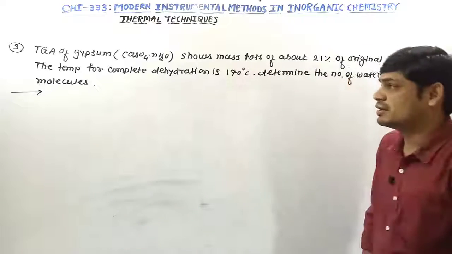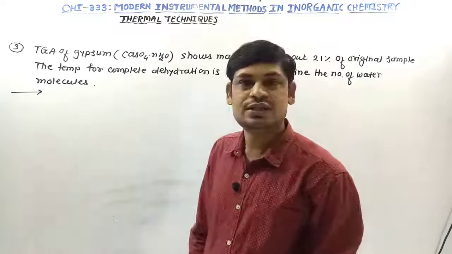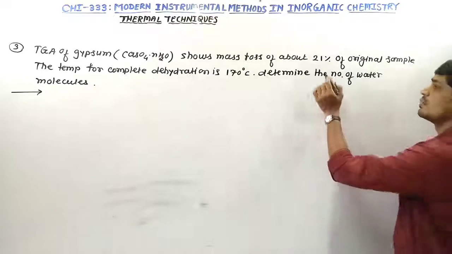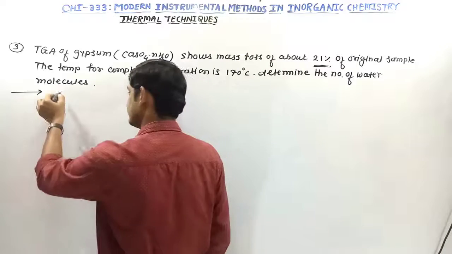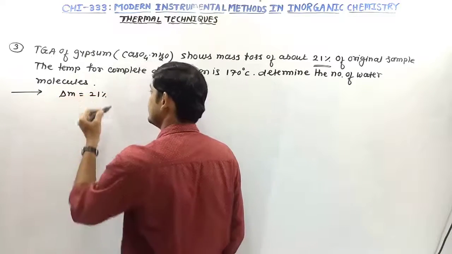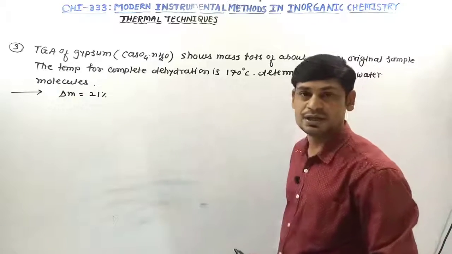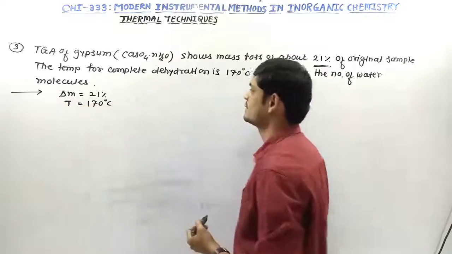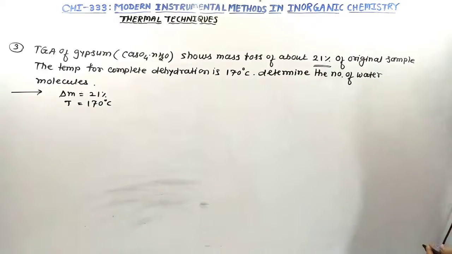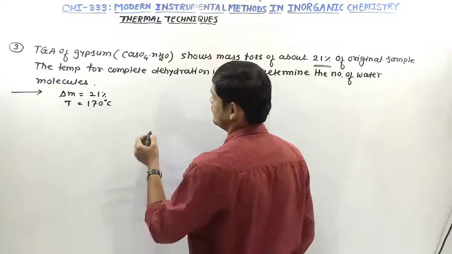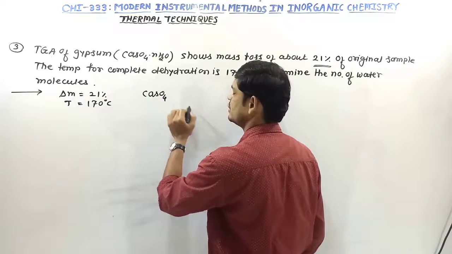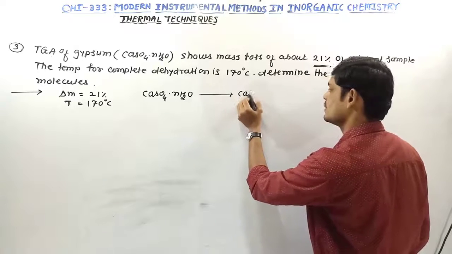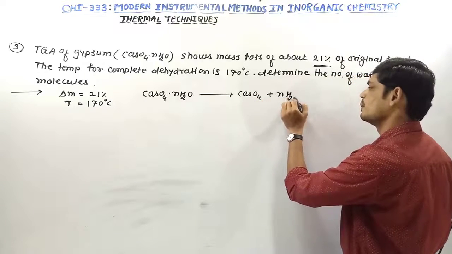Okay, two important things are given. First, for the TGA analysis, gypsum is used. The mass loss is about 21%. That is the delta M, 21%. The temperature for the complete dehydration is 170 degrees Celsius. Determine the number of water molecules. The chemical equation will be a very simple one. CaSO4·nH2O will give CaSO4 plus n number of water molecules.